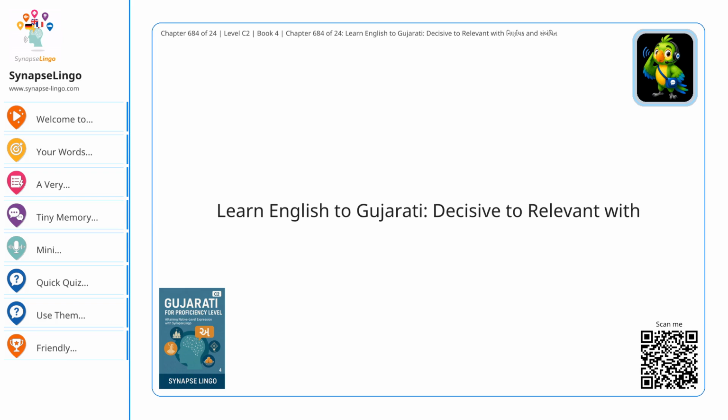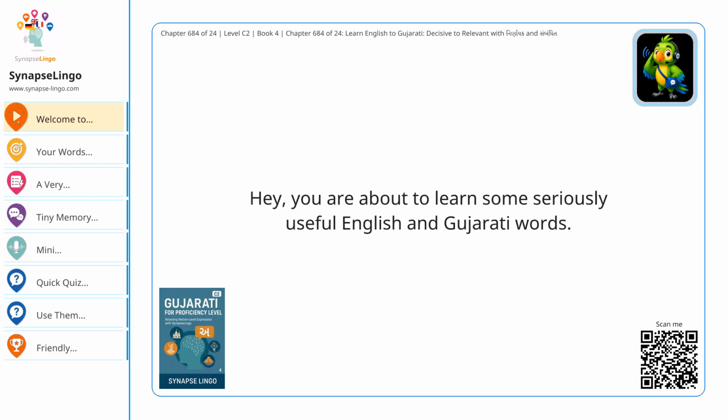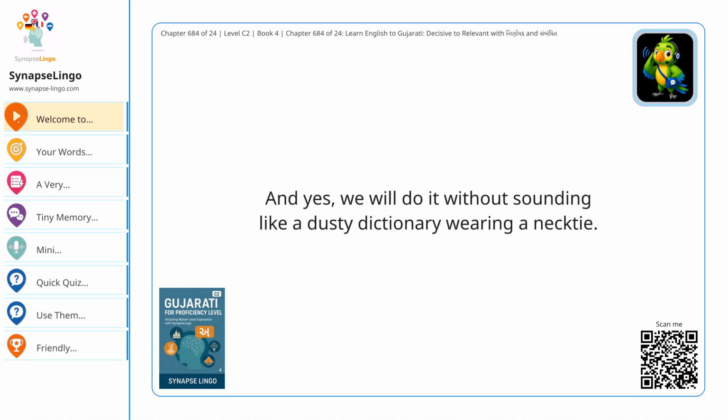Learn English to Gujarati. Decisive to निर्णायक, and relevant with संबंधित. Welcome to the important circus. Hey, you are about to learn some seriously useful English and Gujarati words. And yes, we will do it without sounding like a dusty dictionary wearing a necktie.